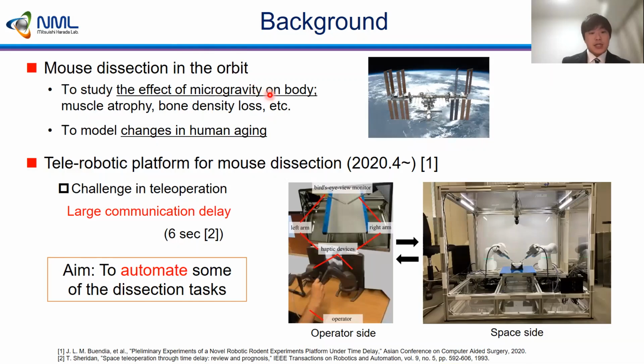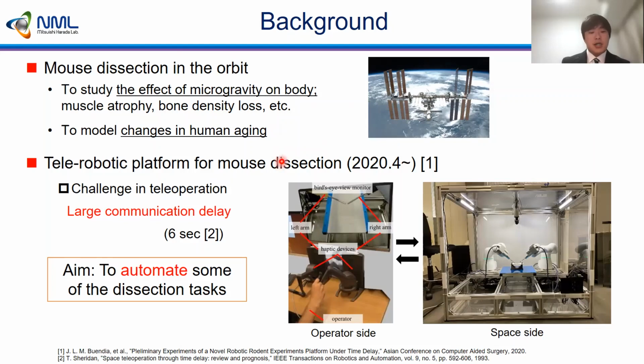The significance of this task is to study the effect of microgravity on astronauts' bodies in their long-term space missions, for example, muscle atrophy, bone density loss, and so on. Understanding these problems will also apply to the study of human aging because similar health problems are found in the elderly on Earth. Now, at the International Space Station, to obtain samples, rodents are dissected and preserved by astronauts, and the samples are analyzed after their return to Earth.